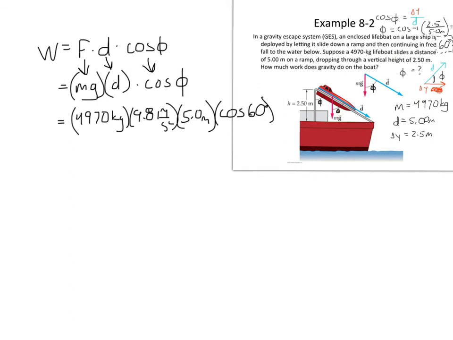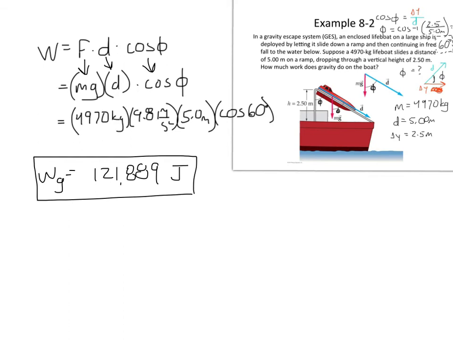What do we get? Well, I don't know what you get, but I get, and this seems like a lot, the work done by gravity is 121,889 joules. Seems like a lot, but if you think about it for a second, you've got a pretty massive object right there. And what's causing that to move down? Well, gravity is. That's why I put the little g right there. Gravity is doing the work for us.